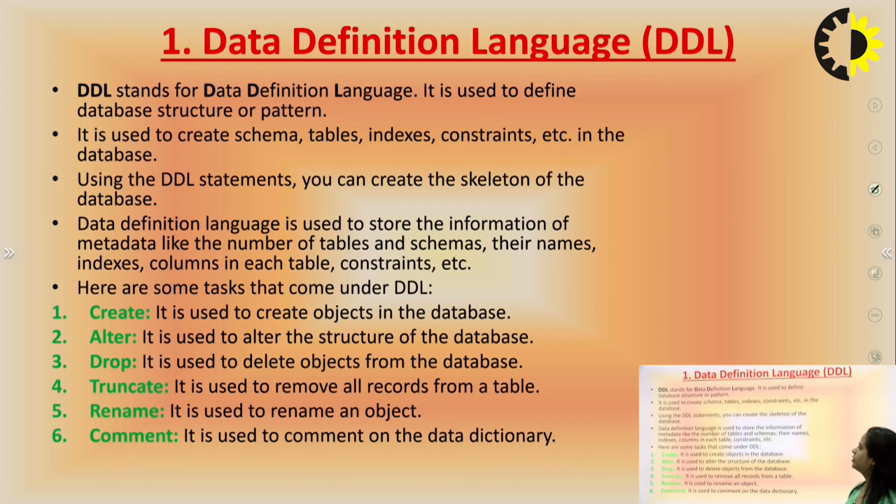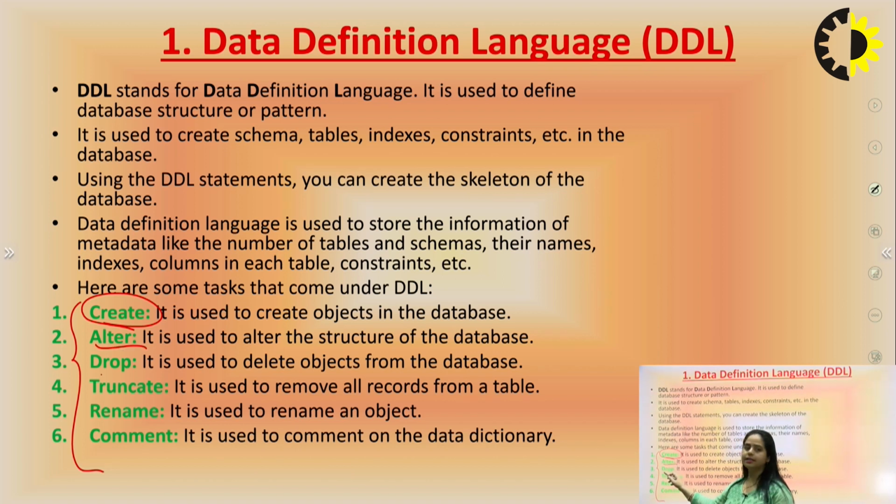First, data definition language. Data definition language is used to define the database structure, and these are the commands in DDL. First is create. If we want to create a database, then we will use create. If we want to change some structure of the database, then we will use alter. Next is drop. The drop command is used to delete an object. Truncate is used to remove all the records from the table. Rename is used to rename the table. And comment is used to comment the data dictionary, basically used for metadata.